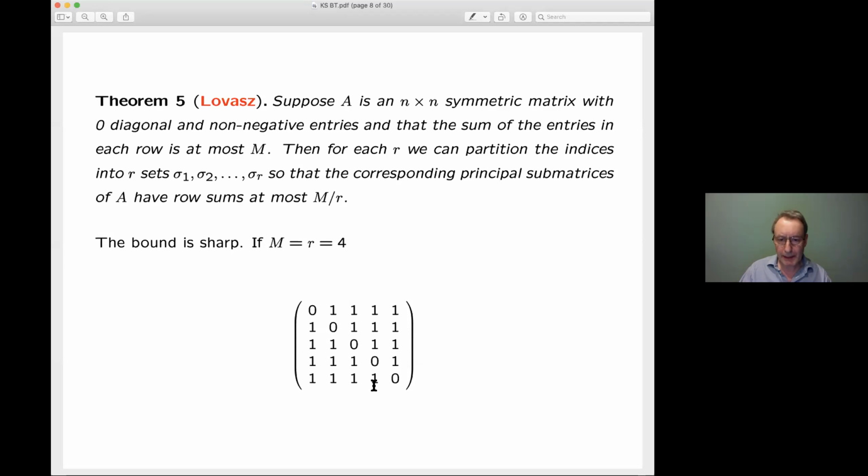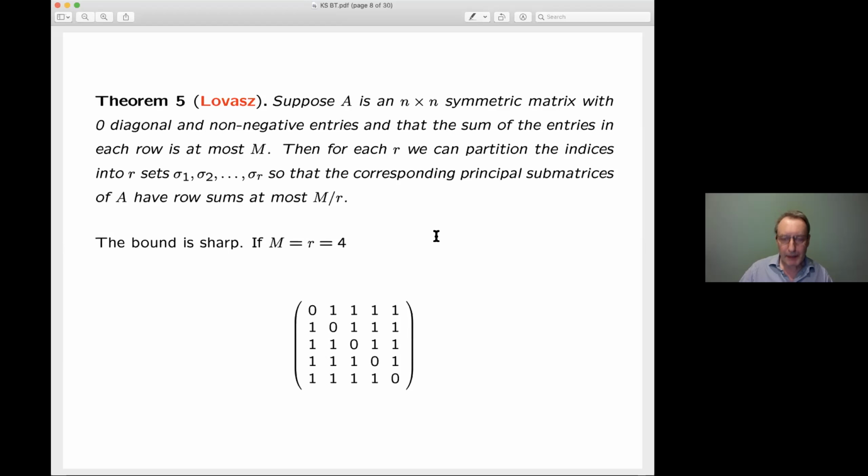You can't do better. And the counterexample is the obvious thing, in which these numbers are uniformly distributed over the whole matrix, except, of course, at the diagonal. And you can find examples for every single r. You just make a matrix of size r plus 1 and put 1s everywhere and so on. This was just an example.